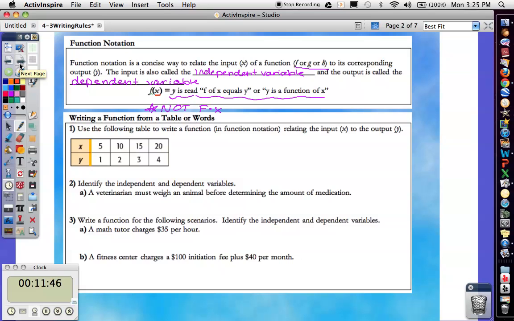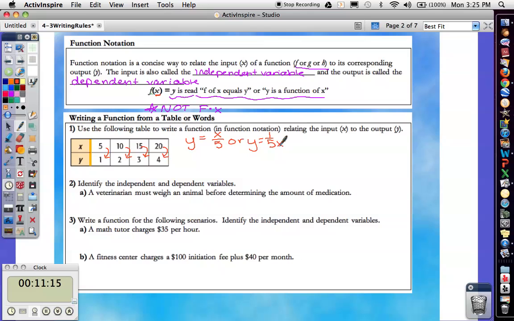So use the following table to write a function in function notation. Relate the input x to the output. You need to copy down the table in your notes, so make sure you get that. Again, you're looking for a pattern here. So what am I doing each time to x to get to y? Hopefully you see it pretty quickly here. We would write our equation originally as y equals, well, each time I'm dividing by 5. So y equals x divided by 5, or y equals 1/5 x.